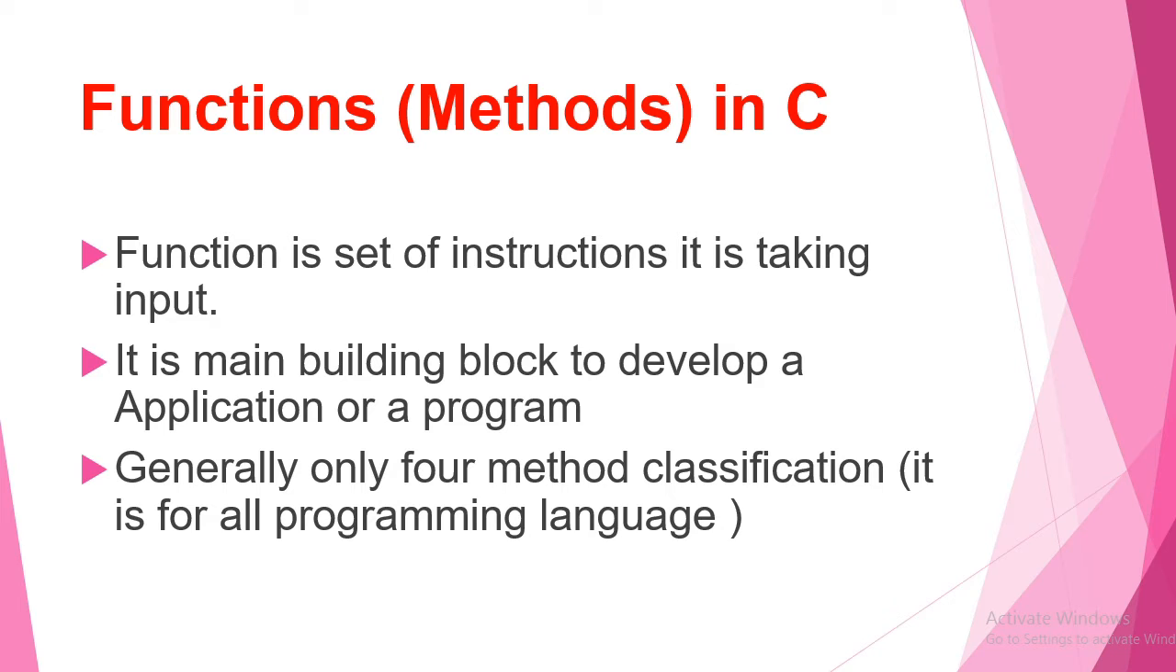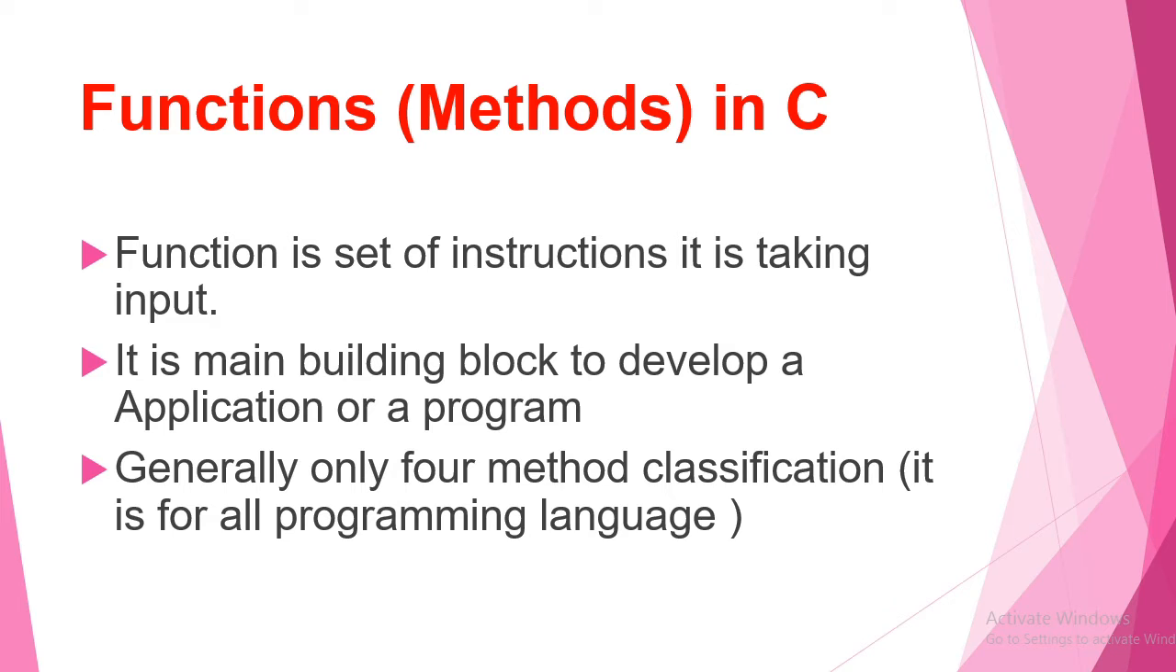Next, it is the main building block to develop an application or a program. Whenever we are creating any program or any application, at that time we can use a function. That's why it's called a main building block. That's why I said in the last videos that there are two important parts in the C programming language: the first is function and the second is variables. In that, function is the main building block to develop an application or a program.